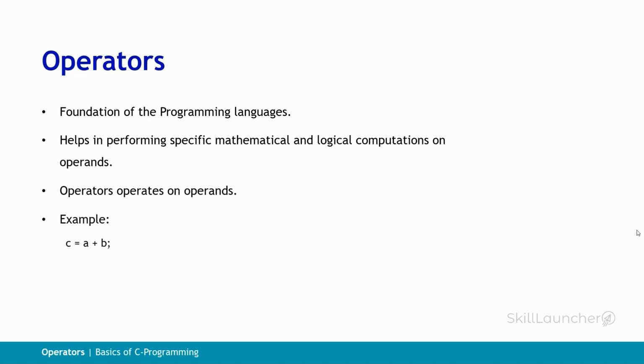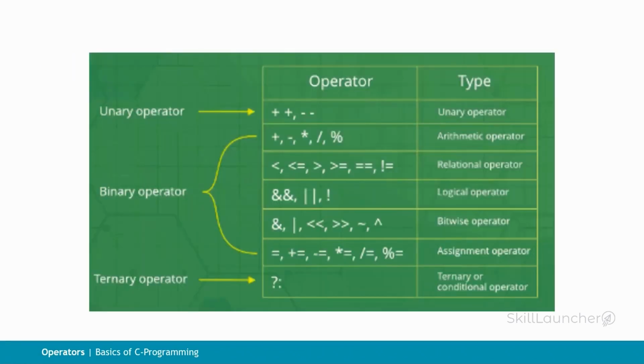Let us consider an example, C equal to A plus B. So plus is an operator and A and B are operands. Now based on the number of operands the operator will be working on, the operators can be classified as unary operator, binary operator, and ternary operator. Unary operators are the operators which require a single operand to perform any action. There are two unary operators, increment, that is plus plus, and decrement operator, that is minus minus.